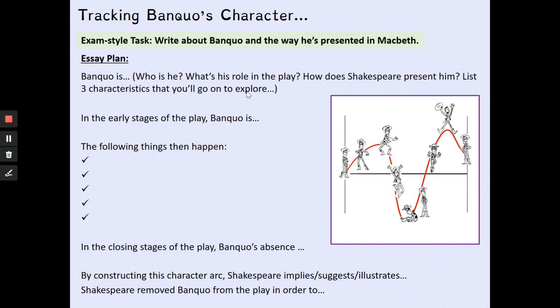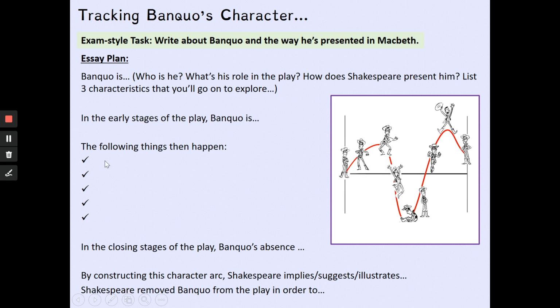That's just an example. Right, then for our next section, so we've got our introduction, the next stage of the plan is to say in the early stages of the play, Banquo is, and you're just going to say what Banquo is like at the start of the play in Act 1.